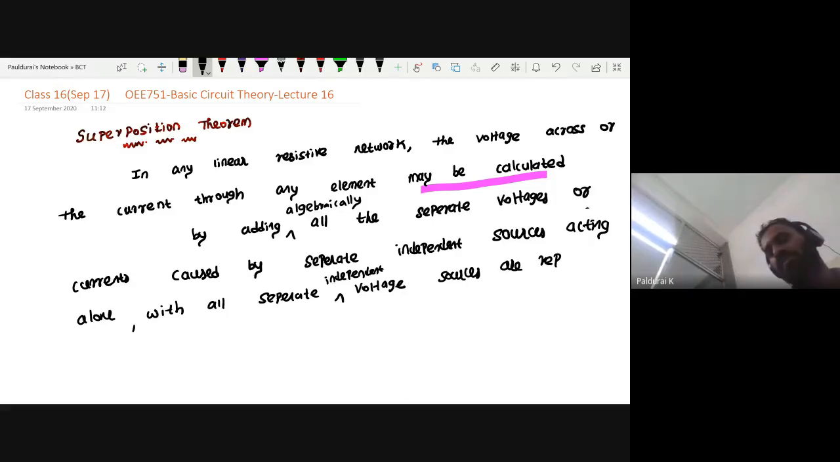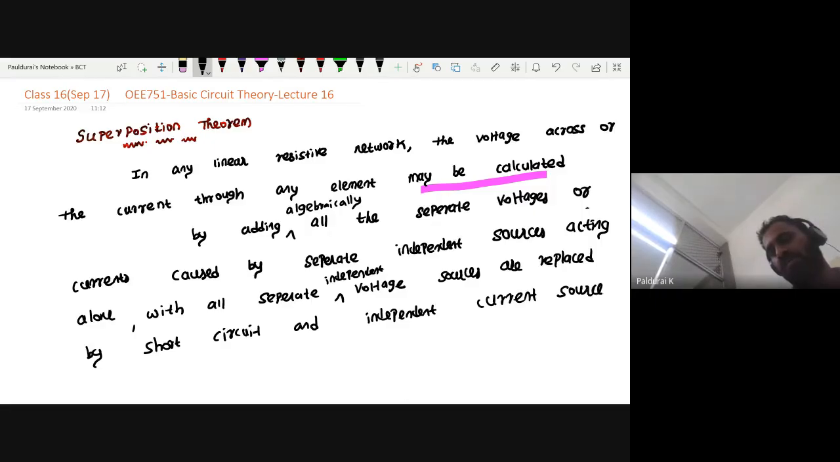Independent voltage sources are replaced by short circuit and independent current sources are replaced by open circuit. Actually, this is the definition as per our director.